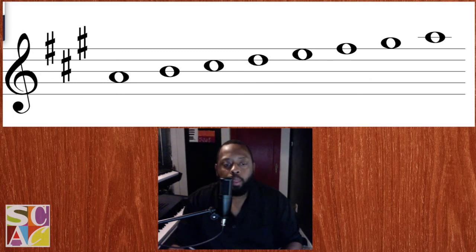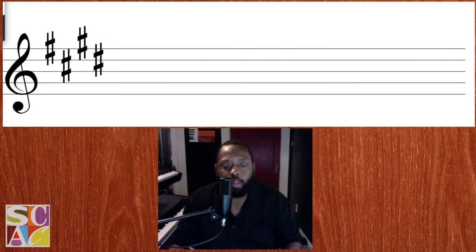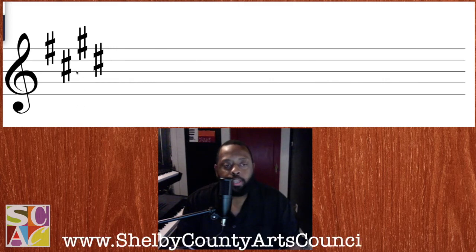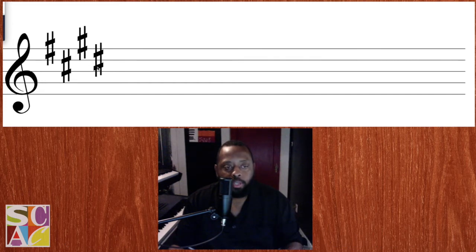Now, let me give you another example. Let's go to the key of E. In the key of E, there are 4 sharps. This is the key signature for the key of E: F sharp, C sharp, G sharp, and D sharp.